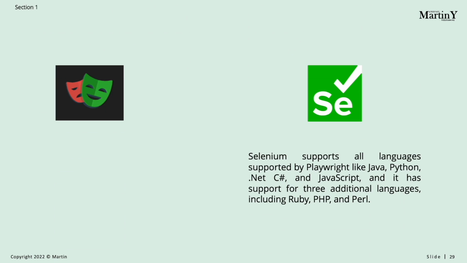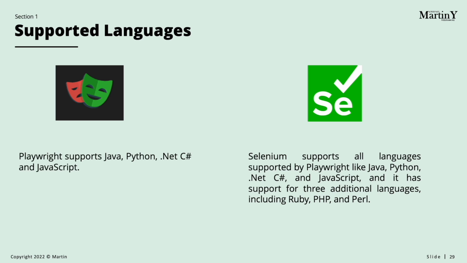But let's talk now about language support. When talking about language support, Selenium actually supports more languages. You can see that on one side Playwright supports Java, Python, .NET, C# and JavaScript, while on the other side Selenium supports all those, but it also has support for Ruby, PHP and Perl. So if you're a fan of the last three, you pretty much don't have any other choice but choosing Selenium.